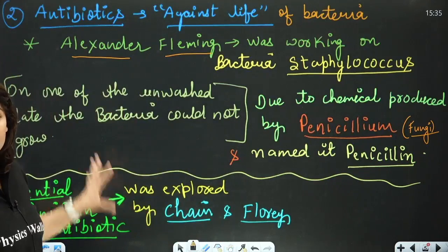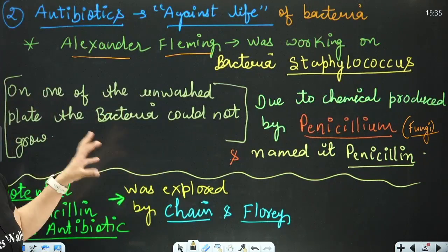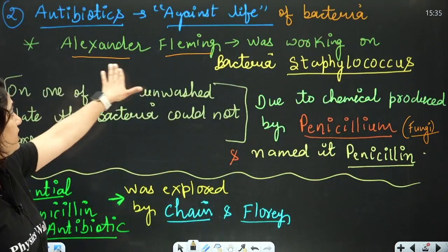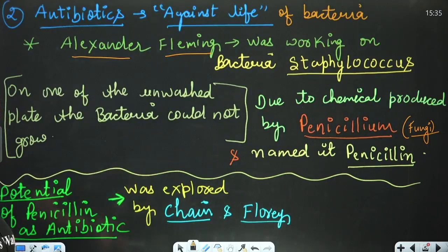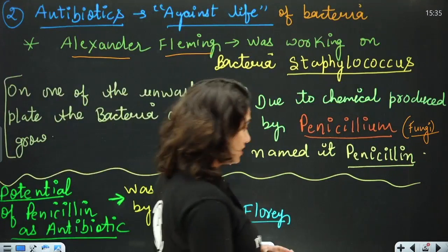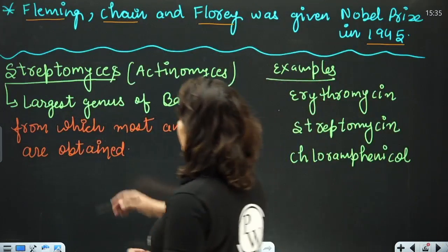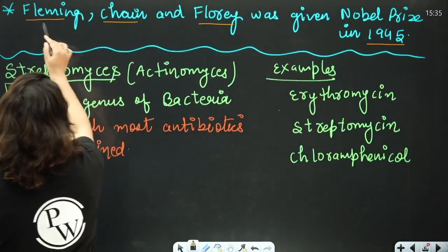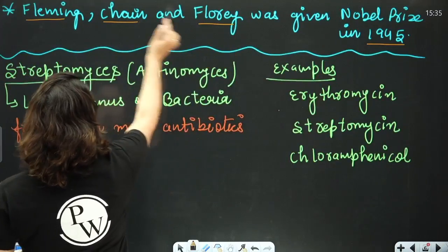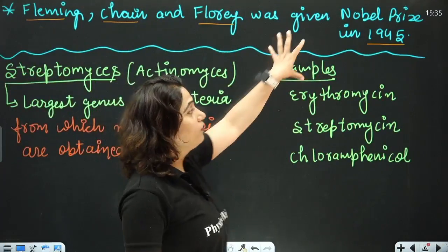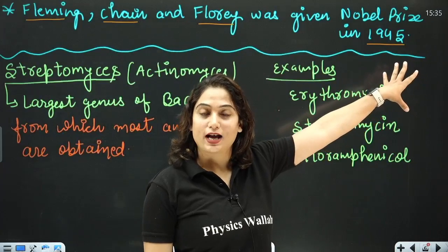So if the question comes, who discovered penicillin, you will say Alexander Fleming. But if the question comes that the potential of penicillin as an antibiotic was explored by, you will say Chain and Florey. Are you getting the point? So this is how antibiotics were discovered. Later on, the three scientists, Fleming, Chain and Florey, all three of them were given the Nobel Prize in the year 1945.